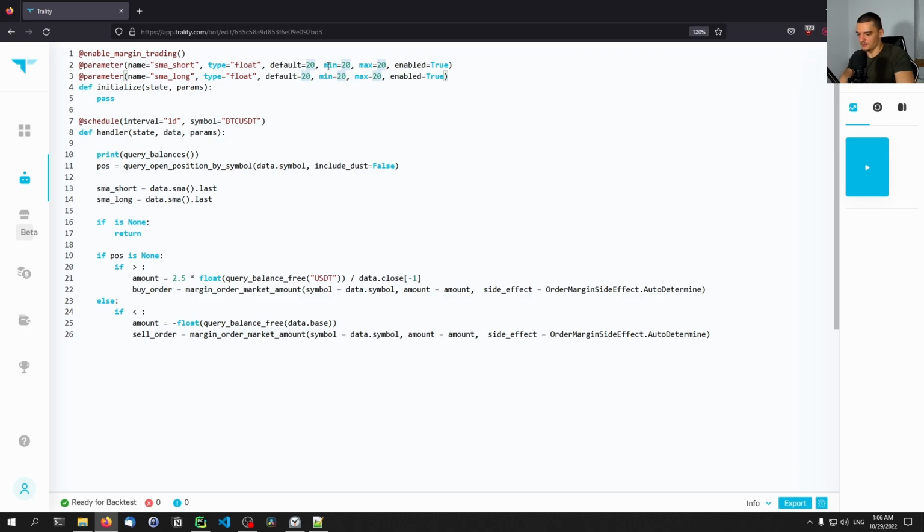The default being 80, the minimum being 80, and the maximum being 120. So we're going to check all the values in between minimum and maximum, and we're going to find the optimal values given a certain time frame.